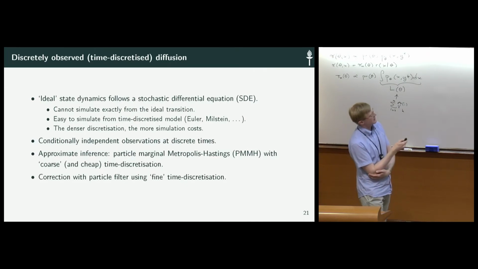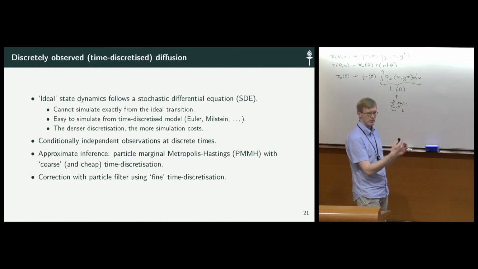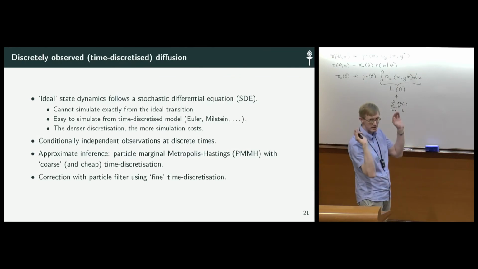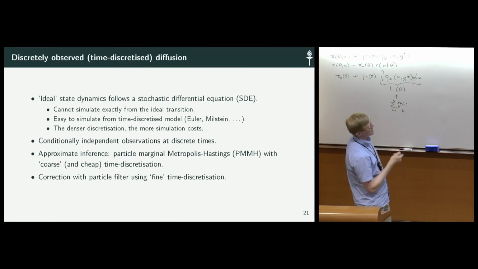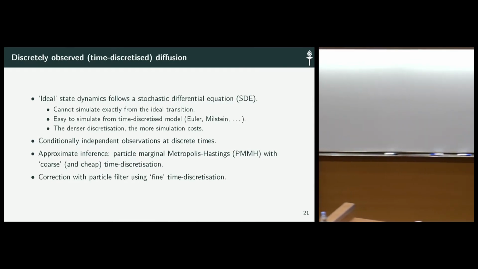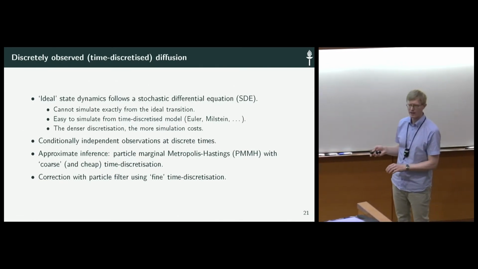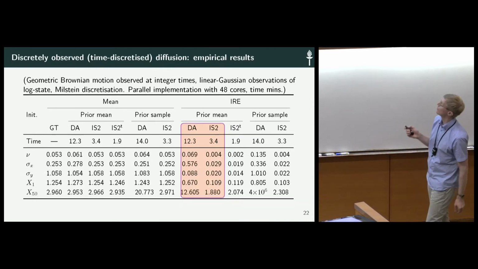But what we do is that the approximation is based on a fairly coarse discretization. We only take a few points where we discretize the model and do a kind of preliminary inference. And then afterwards, we run a particle filter with a fine enough discretization. This is really a naive thing to do, but it's a nice example.